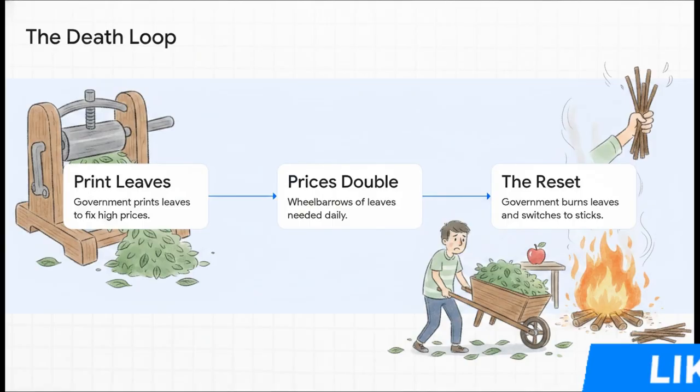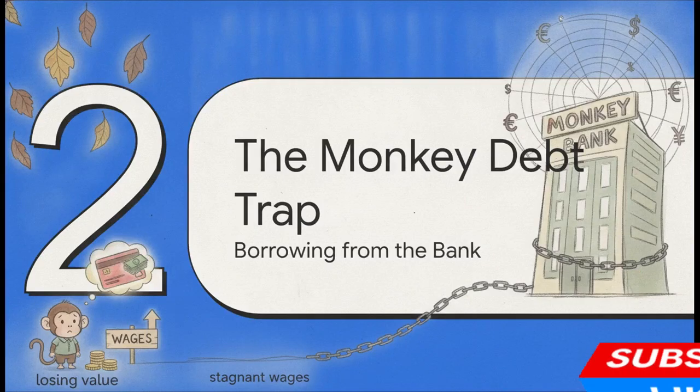If monetary inflation is left unchecked, it triggers this terrifying hyperinflation death loop. The government tries to fix high prices by printing more leaves, but that just makes prices double daily. Before you know it, you need wheelbarrows full of leaves just to buy a single piece of fruit. Eventually, the currency becomes so utterly worthless that the government literally burns the leaves and switches to using sticks as the new money. Which brings us to Section 2, the monkey debt trap, borrowing from the monkey bank.